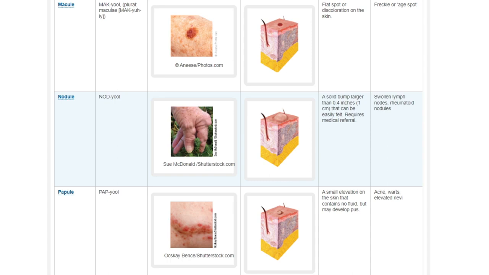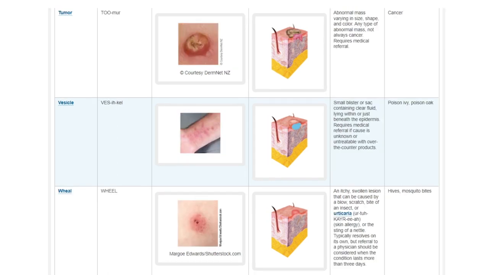Primary lesions, papule. Description: a small elevation on the skin that contains no fluid, but may develop pus. Example: acne, warts, elevated nevi. Primary lesion, tumor. Description: abnormal mass varying in size, shape, and color. Any type of abnormal mass, not always cancer. Requires medical referral. Example: cancer.